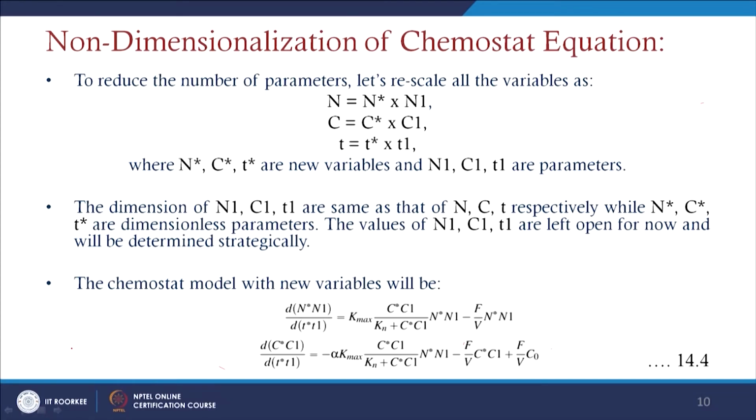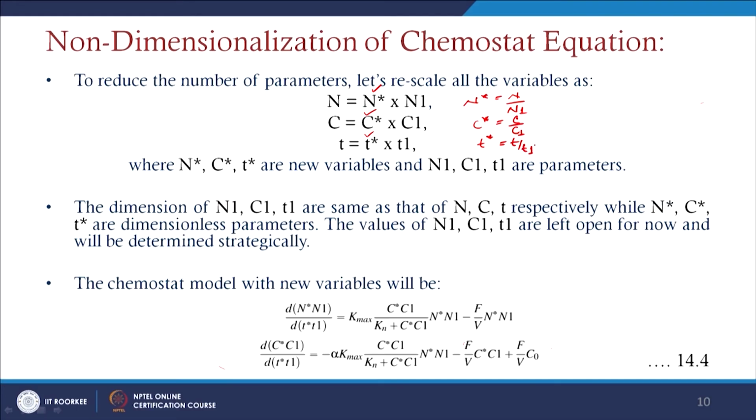To reduce the number of parameters, let us rescale all the variables in the form of n equals n star into n1, c equals c star into c1, and t equals t star into t1. Here n star, c star and t star are the new variables. We can write n star as n by n1, c star as c by c1, and t star as t by t1.